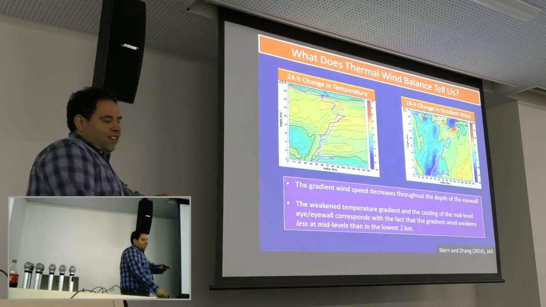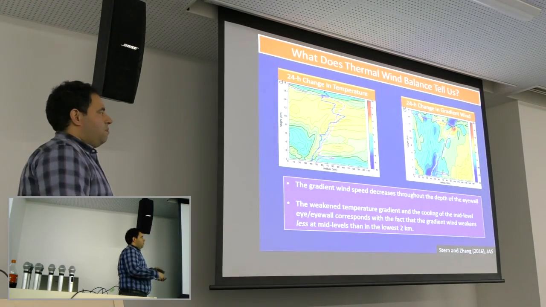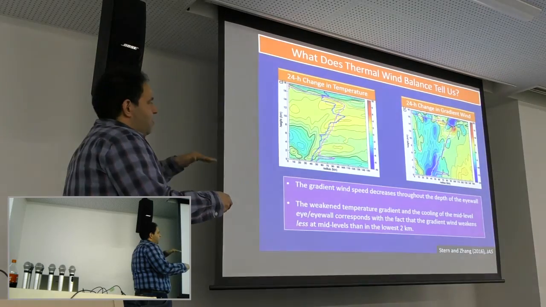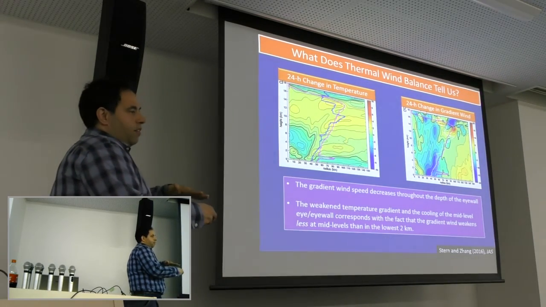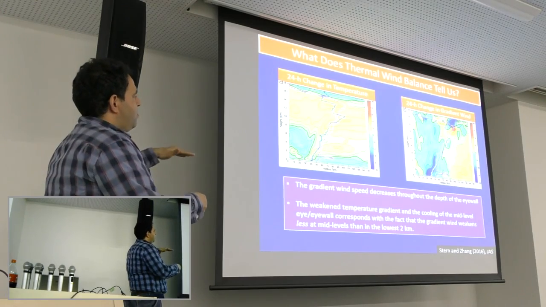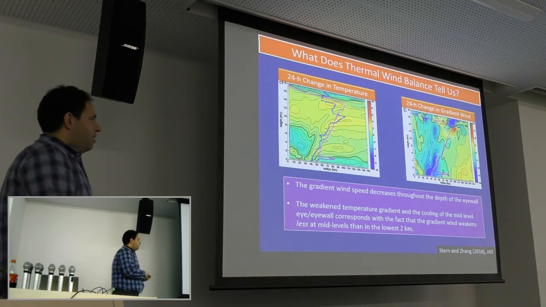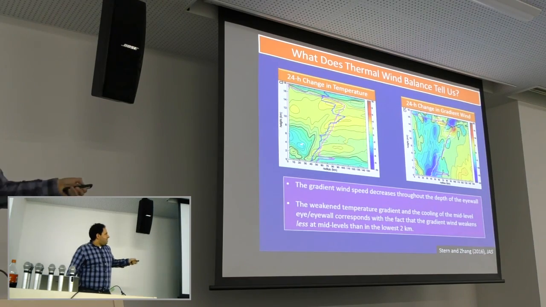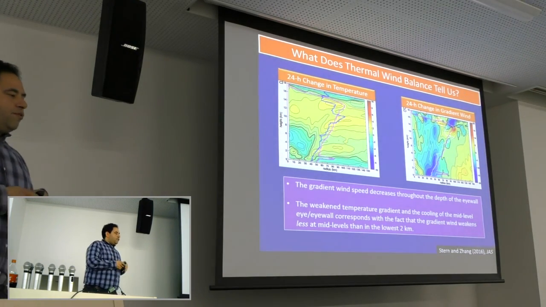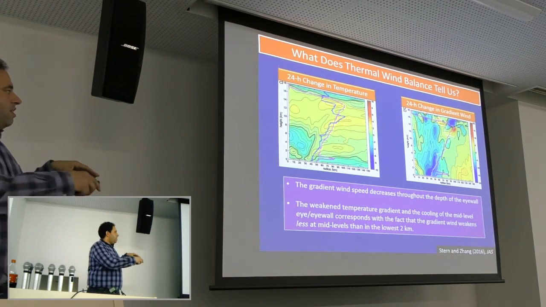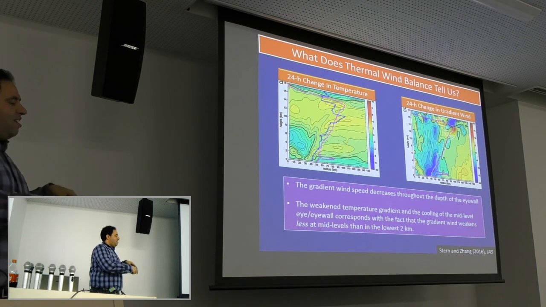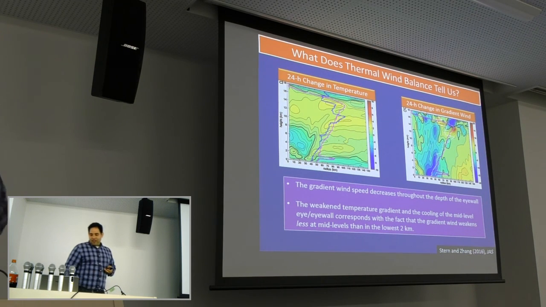So the strongest weakening, the strongest spin down of the storm is at low levels. And because you have spin down at mid-levels, but it's weaker than the spin down at low levels, that's associated through thermal wind balance with these temperature gradient changes. So we can't interpret the changes in the temperature field as directly relating to the weakening or strengthening of the storm itself, but rather more complicated derivatives of that change and the vertical structure of that change.